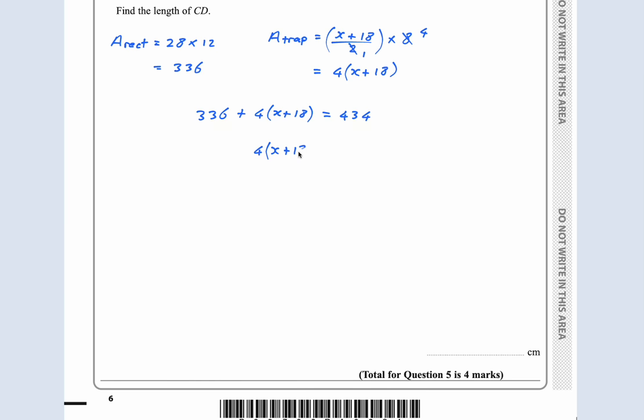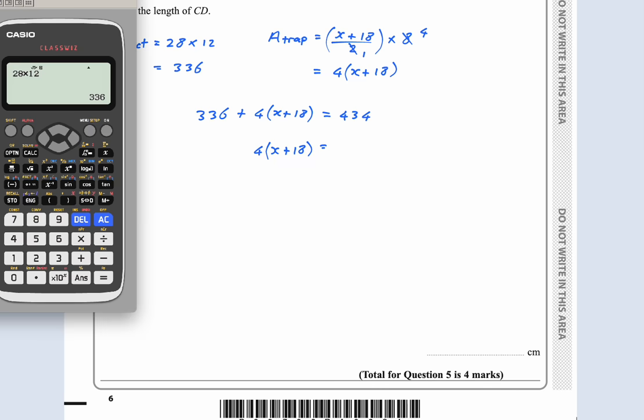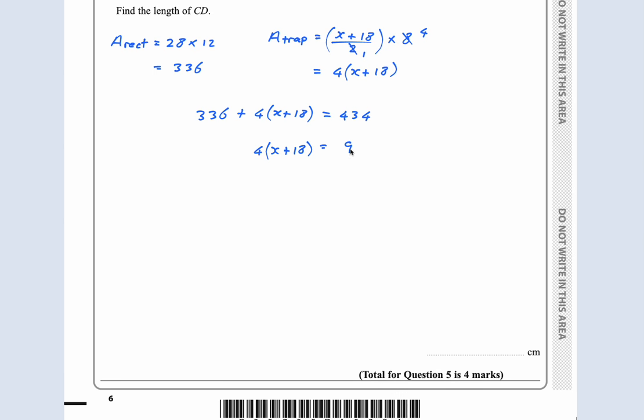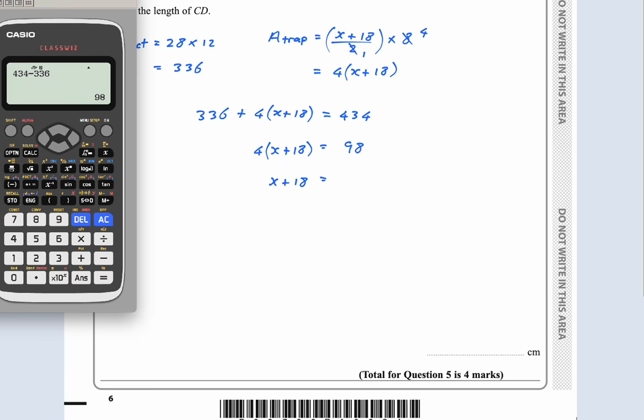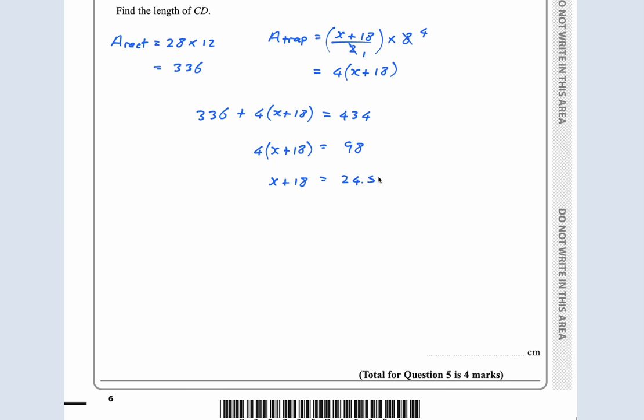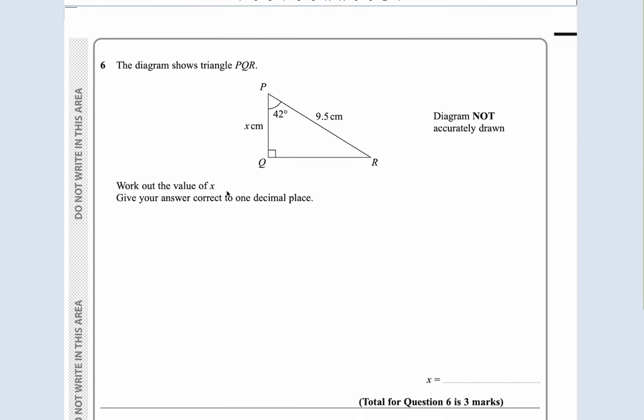So I can do 4 times x plus 18 equals 434 minus 336. Let's do that with the calculator. 434 minus 336 is 98. Then I'm going to divide both sides by 4. 98 divided by 4. Does that go in nicely? Well, it's nice enough. 24.5. And then x is this minus 18, which is 6.5. And that's correct. 6.5 centimeters. Okay, so for question 5, guys, not easy.